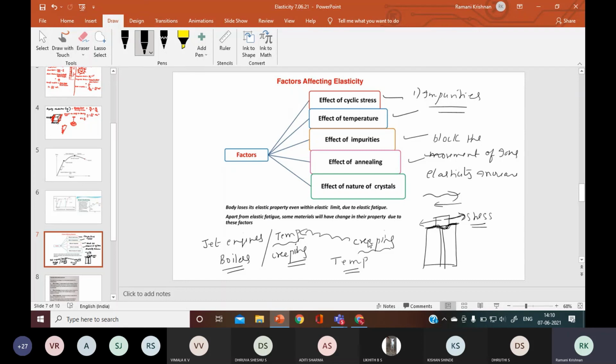Now you have heard the word annealing. What is annealing? Annealing is heat treatment given to materials to change their physical or mechanical properties. Give me one example.